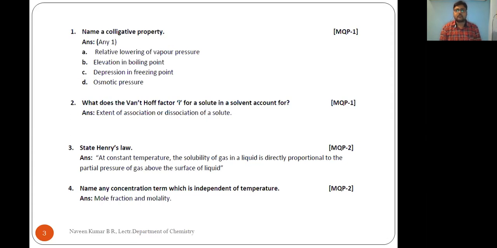So we discussed percentage composition. In that, mass to mass percentage can be taken, which is independent of temperature. Mass to volume or volume to volume you cannot take because it varies with temperature. Mass to mass percentage is one. Next, mole fraction.